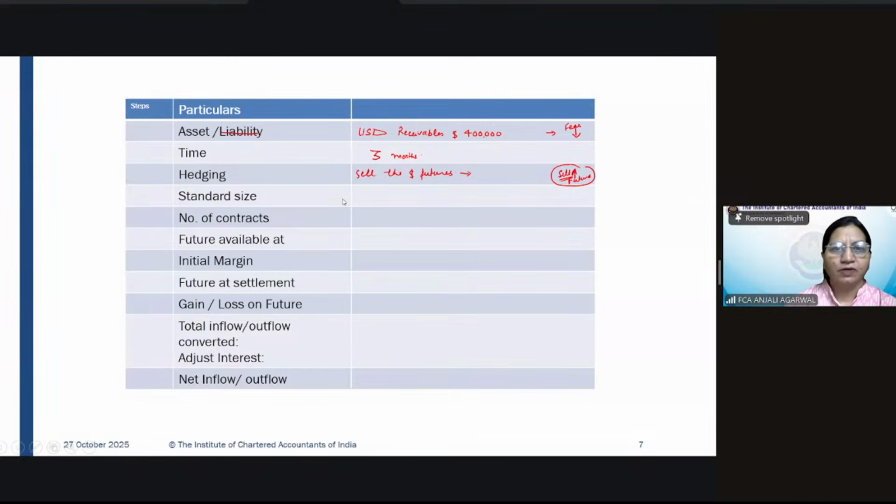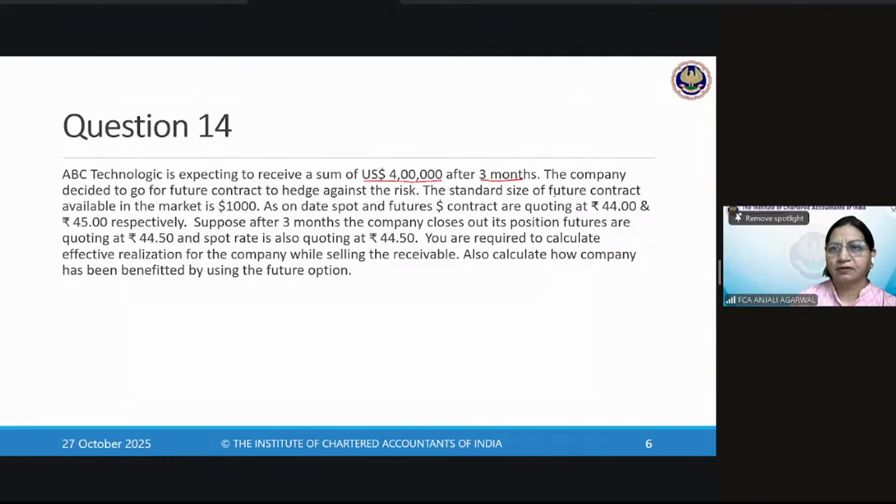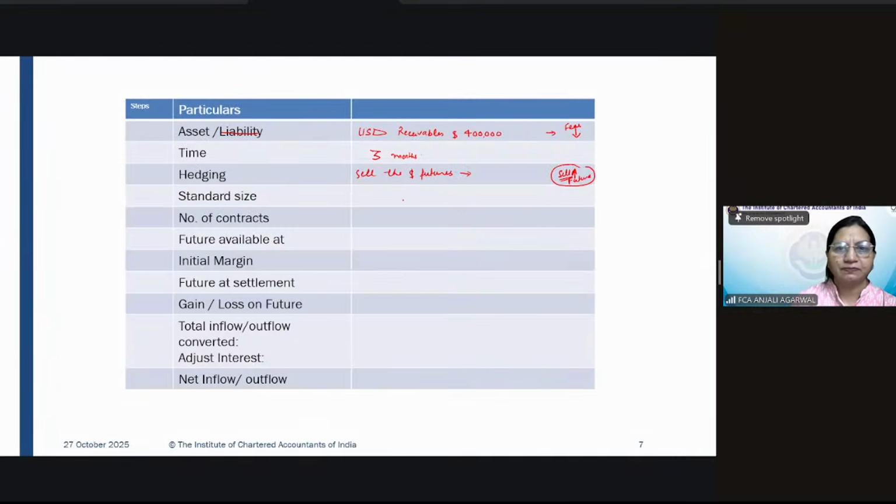Now, what is the standard size? That is important. So the standard size for a future contract is $1,000. This will tell you the number of contracts you have to take. So as on date, spot and future dollar contract are quoting at 44 and 45. Standard size is $1,000. Therefore, 400,000 divided by 1,000 will give you the number of contracts. Number of contracts comes out to be 40.